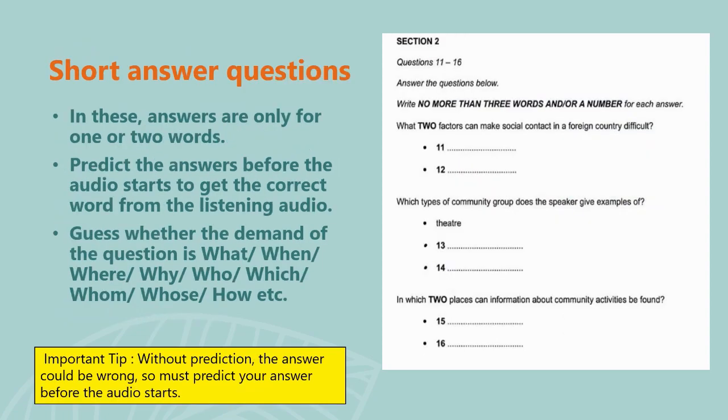Short answer questions: in these, answers are only for one or two words. Predict the answers before the audio starts to get the correct word from listening to the audio. Guess whether the demand of the question is what, when, where, why, who, which, whom, whose, how, etc. Important tip: without prediction, the answer could be wrong, so you must predict your answer before the audio starts.